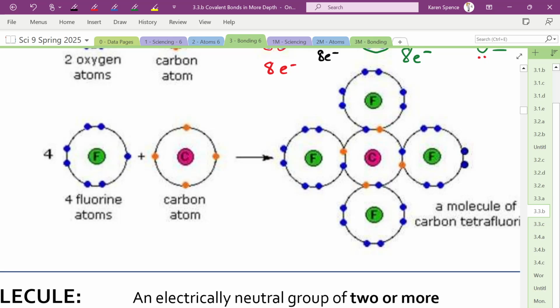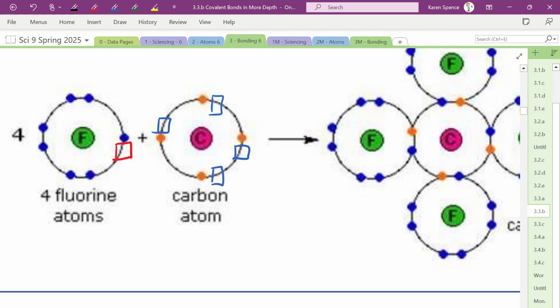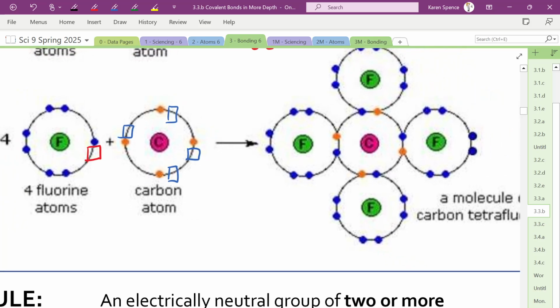Now you can have some complicated stuff. You can say, oh, I've got carbon and fluorine. Now carbon has 1, 2, 3, 4 gaps. Fluorine only has 1 gap. So in order to satisfy carbon, you will actually need 4 fluorine atoms to come in and share to give carbon a full 8 electrons, a complete octet. Is that good?